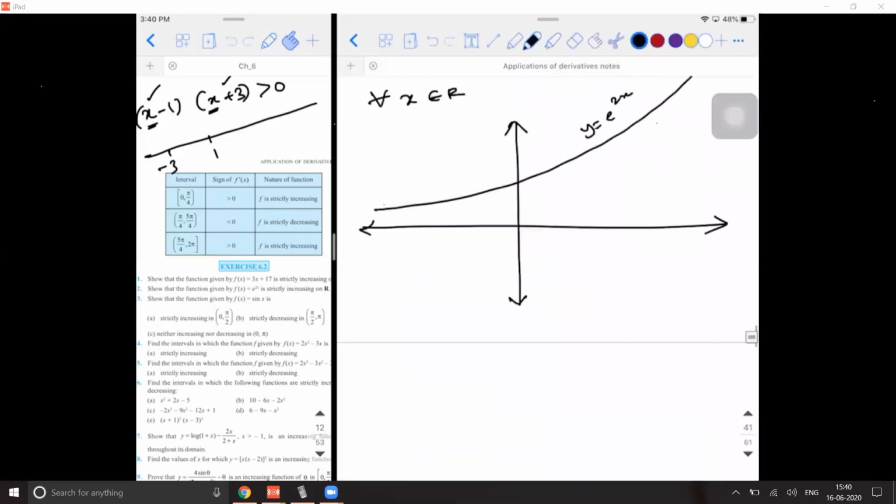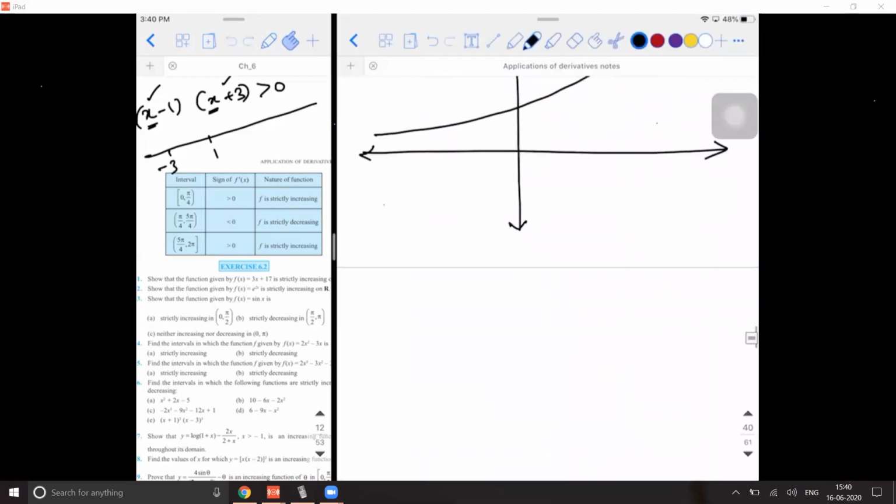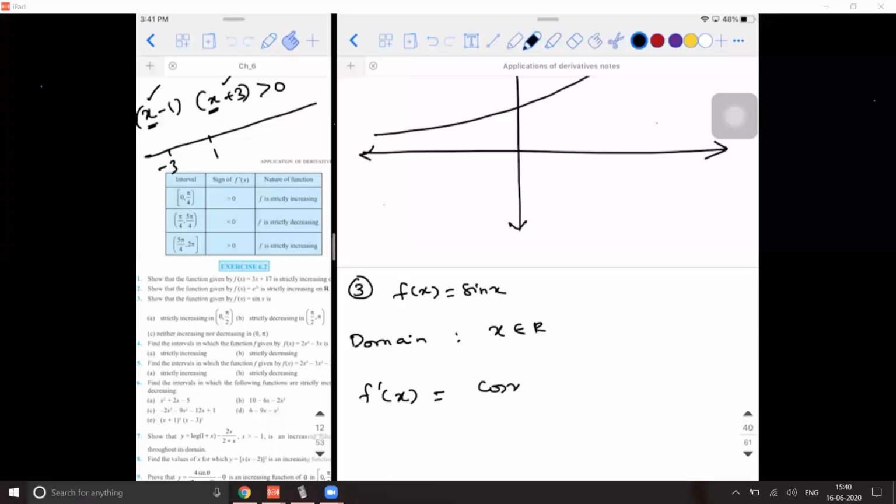Now listen. Let's do the third one. So how to do the third one? F of x is equal to sin x. So what is the domain of sin x? Domain is x belongs to R. Next, what is f dash of x then? F dash of x is equal to cos x.